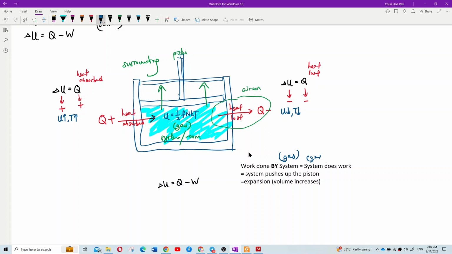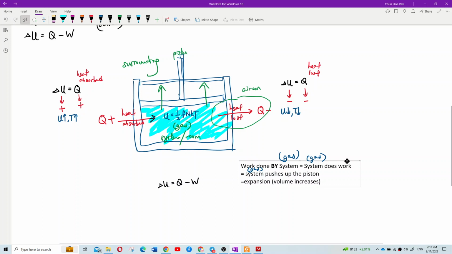The gas does the work. How does the gas do the work? The gas pushes up the piston. Gas pushes up the piston. It will cause expansion, volume increase.